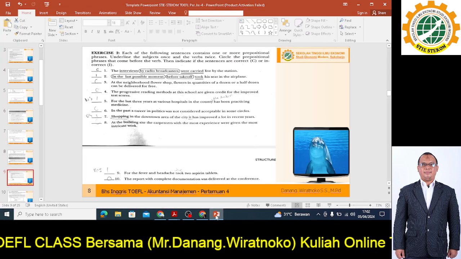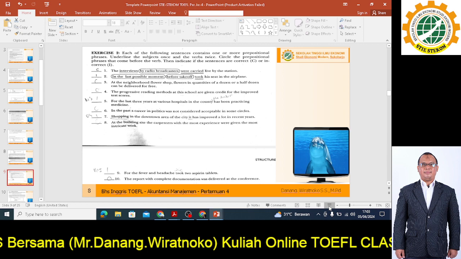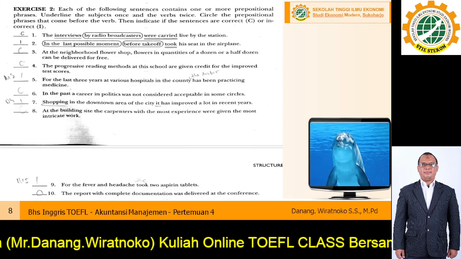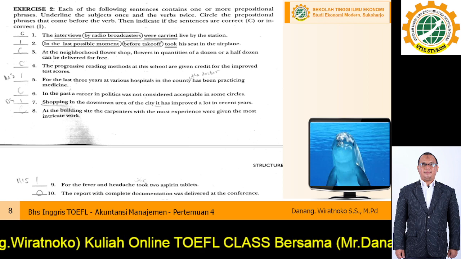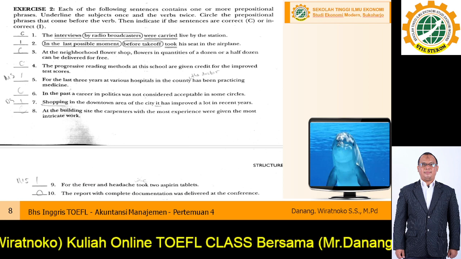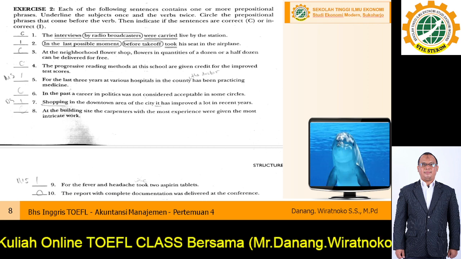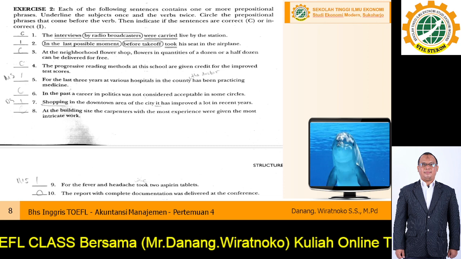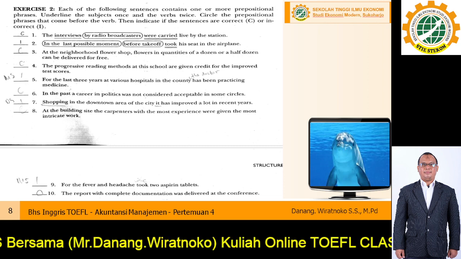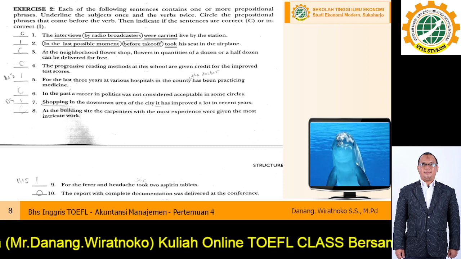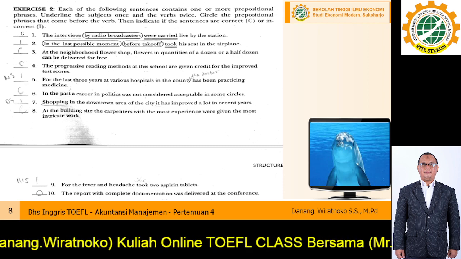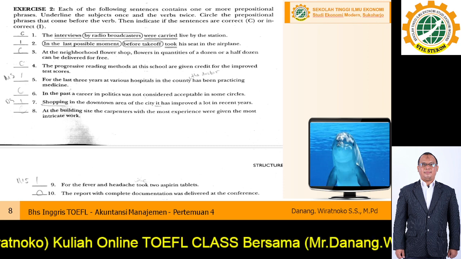Ya, sini ya. So, exercise 2. Okay, each of the following sentence contains one or more prepositional phrase. Underline once and the verb twice. Circle the prepositional phrase that comes before the verb, and indicate if the sentence is correct or incorrect. Okay. So the interviews by radio broadcaster were carried by the station. Okay, this one is correct, yeah.